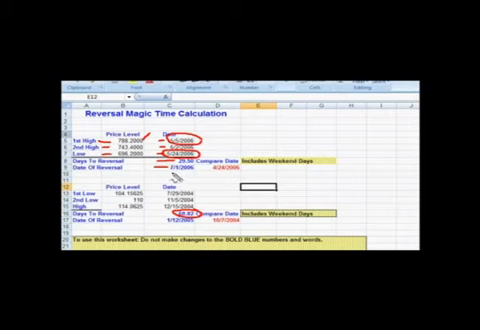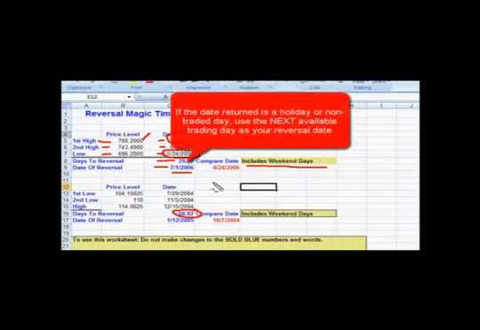The date is July 1st, 2006, but note that there's a mention here that includes weekend days. Now what that means is that you can have a date returned that is a weekend day or a non-trading day, like a holiday. If that is the case, then what you do is move the actual reversal to the next available trading day. So bear that in mind.